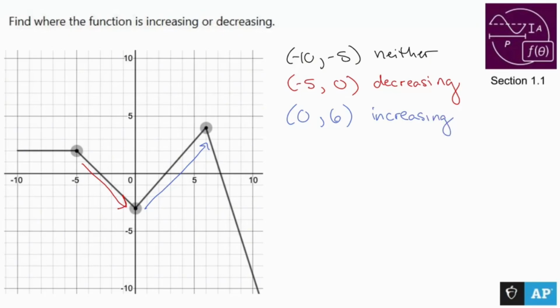And the way it looks is this is just going to go on forever. So we'll say from 6 on to positive infinity, not include 6 and definitely don't include infinity, we are decreasing. And that is that.